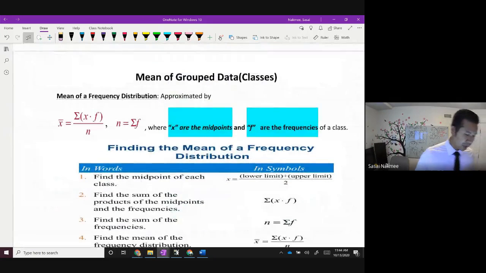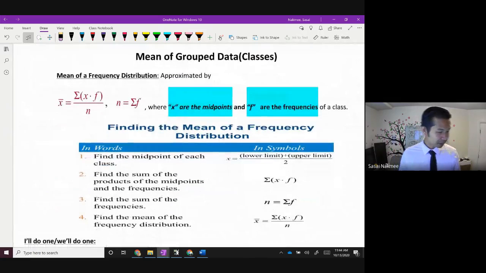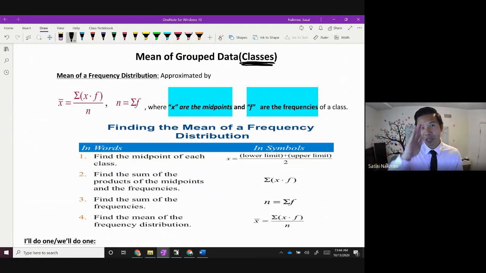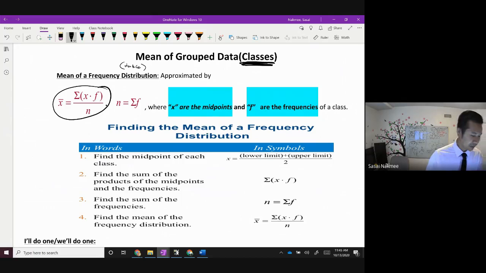We're going to go to this one over here. This one is the mean of grouped data, which is what we learned at the beginning of this chapter. Classes, you remember that? The frequency table with the classes that go from something to something, right? We're going to learn how to calculate the average of a frequency table. That's all it is. The average of a frequency distribution table is approximated by this formula right here.